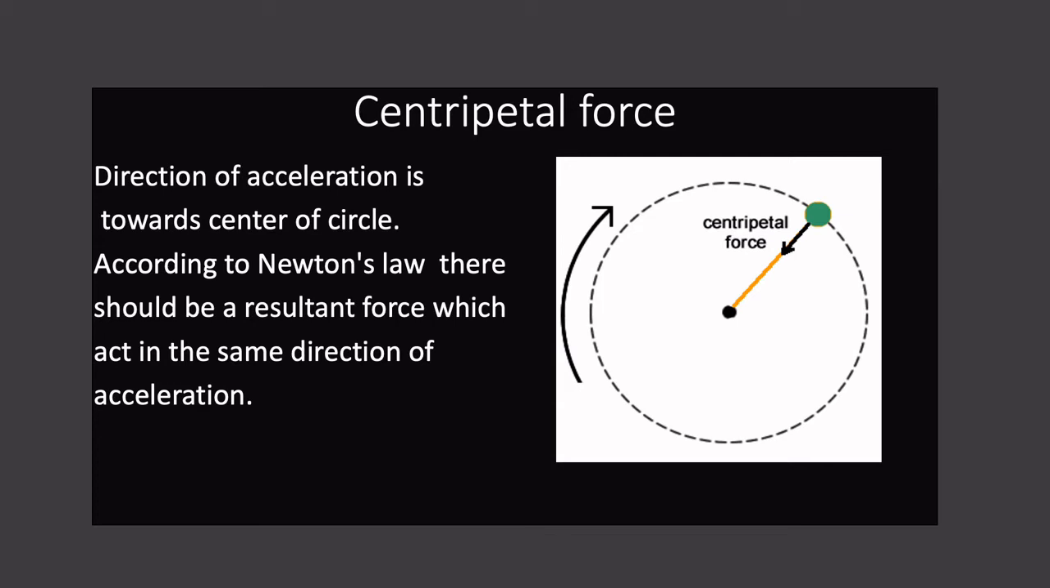Depending on the situation, different forces provide the centripetal force. For example, in the revolution of Earth, the necessary centripetal force is provided by the gravitational pull of the Sun on Earth. In the electron's revolution around the nucleus, the necessary centripetal force is provided by the electrostatic force.